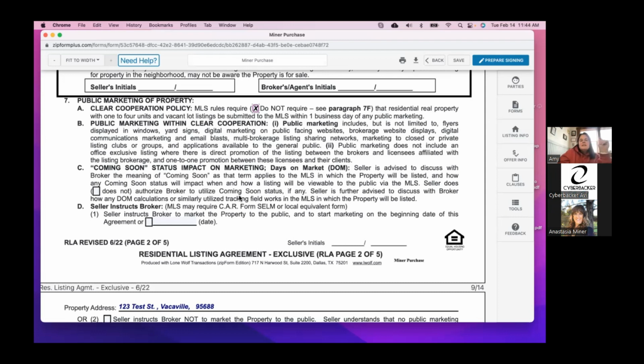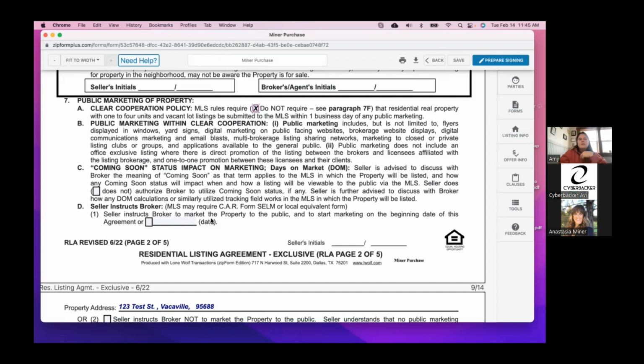If any, seller is further advised to discuss with broker how days on market calculations are similarly utilized, and how the tracking field works within the MLS for which the property is listed. Right, so that's the impact of coming soon. Either they authorize it or they don't authorize it. They can still authorize it even if you can't actually do it. The seller instructs broker. MLS may require CARform, SELM, or local equivalent.